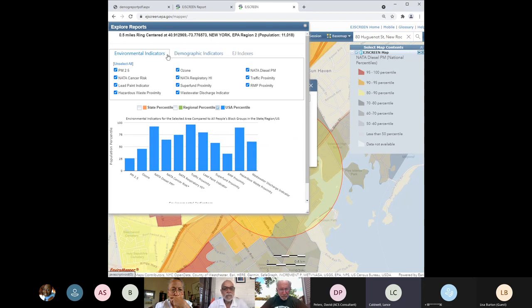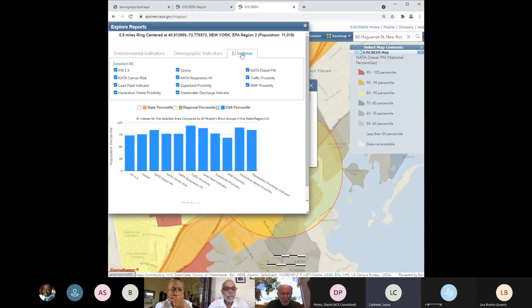So let's go over to the EJ index. You see we're at the environmental indicator, which doesn't take demographics into consideration. We have the demographics, but here's the EJ index that combines the two. And we see that in this area, in that circle, the rates are pretty high when compared to the rest of the United States. There's no absolute rule of thumb, but here at EPA, the number that we've subjectively, arbitrarily set is 80.